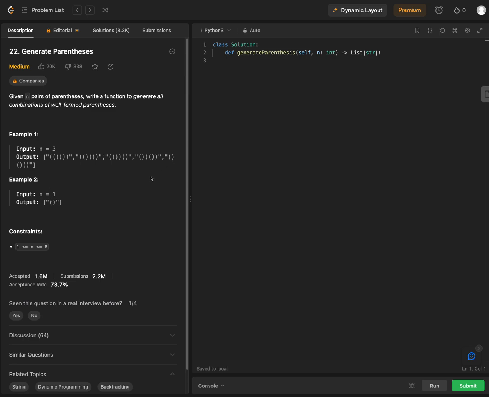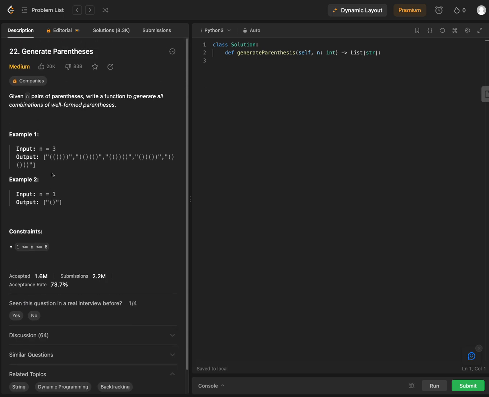Basically, we want to have all combinations of well-formed parentheses. So every opening parenthesis must be closed either immediately or eventually, right? And if it's eventually, then all the parentheses in between, these opening and closing parentheses, must also be well-formed. So as you can see from here, we have this, and this, and then we have this. This is closed.